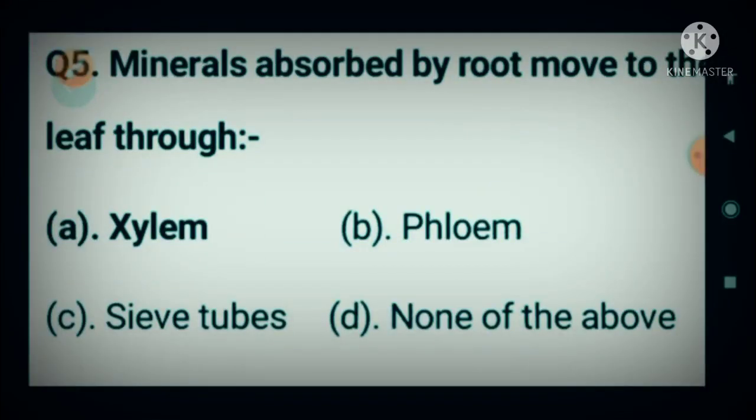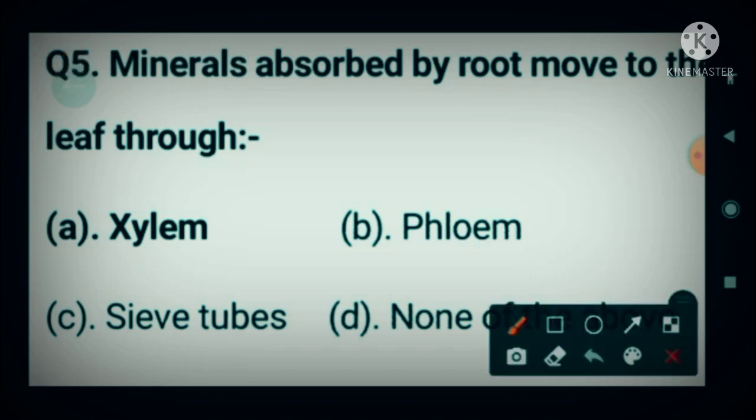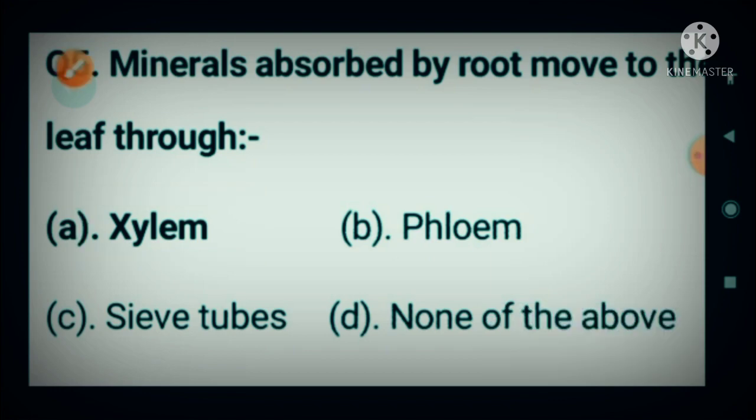Next question is: minerals absorbed by root move to the leaf through xylem, phloem, sieve tubes, none of the above. The right option is option A, that is xylem, which helps us in the transportation of minerals.